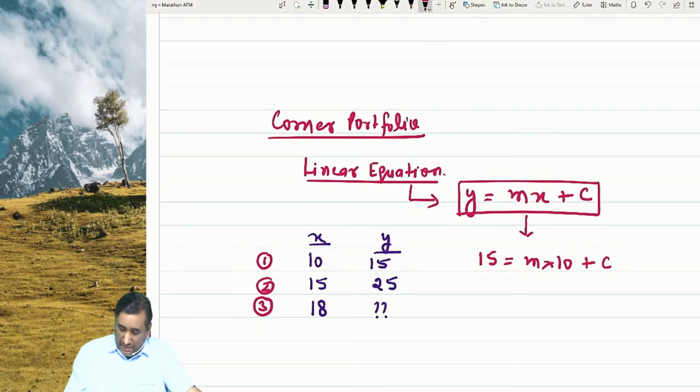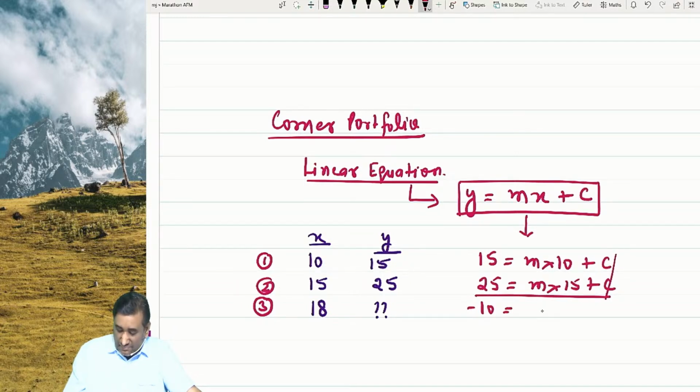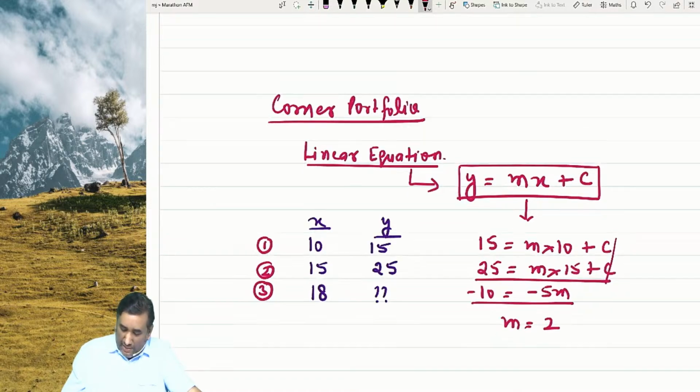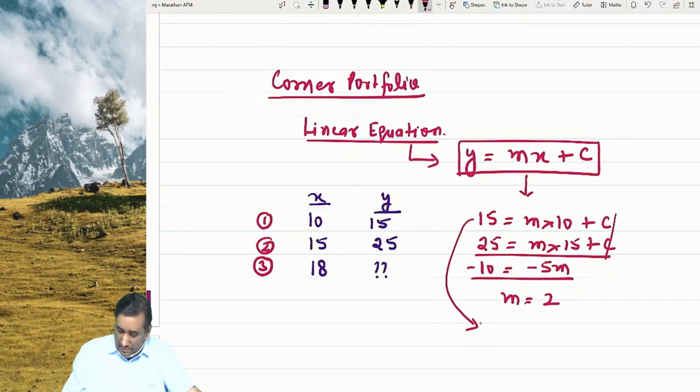It was 15, M into 10 plus C. Second time this became what? 25, M into 15 plus C. This gets cancelled. Minus 10 is equal to what? Minus 5M. M is equal to what? 2. Put the M value in this part. Put the M value in this. 15 is equal to what?